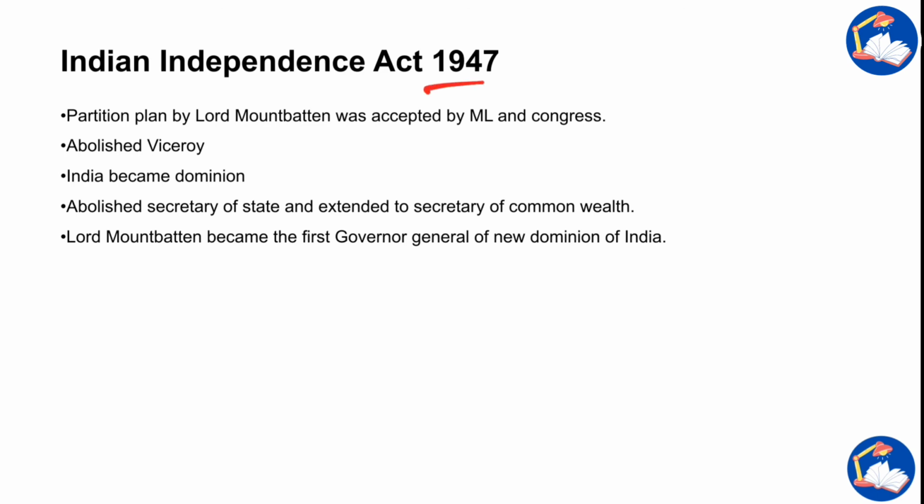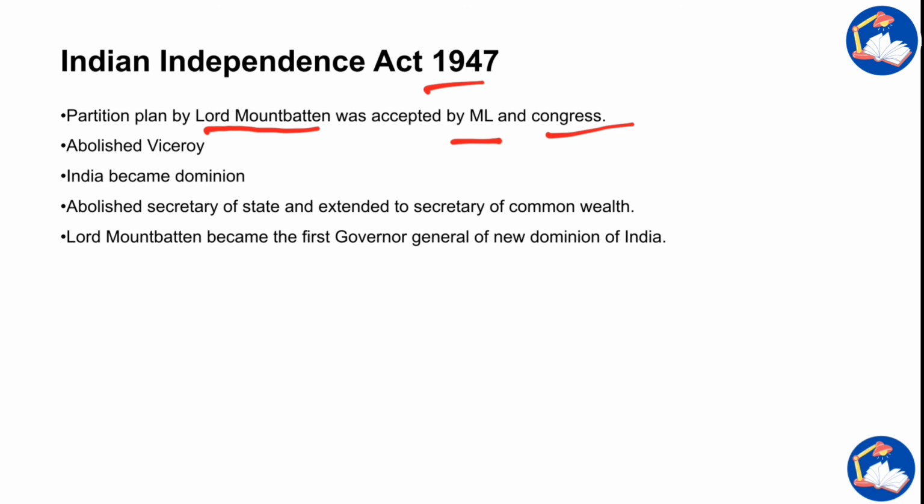Now the final act by the British, that is the Indian Independence Act of 1947. The partition plan by Lord Mountbatten was accepted by the Muslim League and the Congress, because the British were in a hurry to leave India. After World War II they were devastated, and due to the opposition from our political leaders, they were planning to leave India. Mountbatten suddenly accepted the proposal by Jinnah to partition the state.